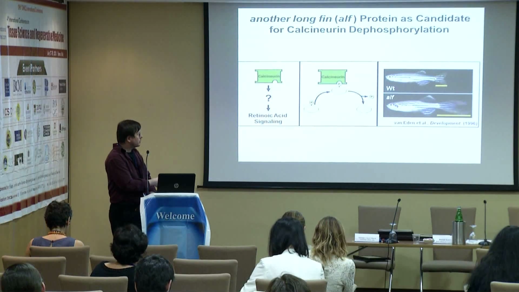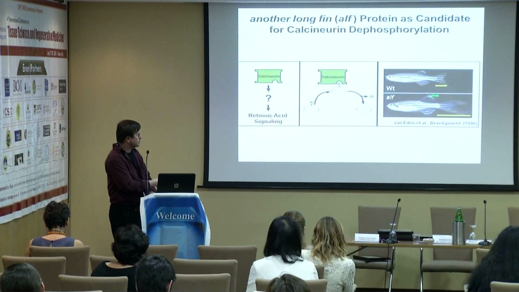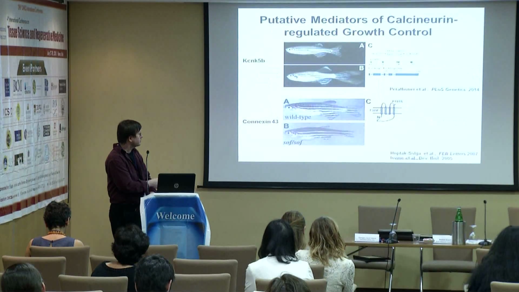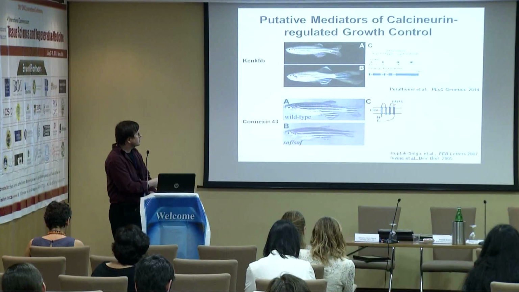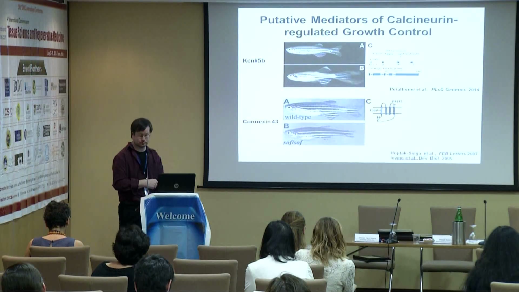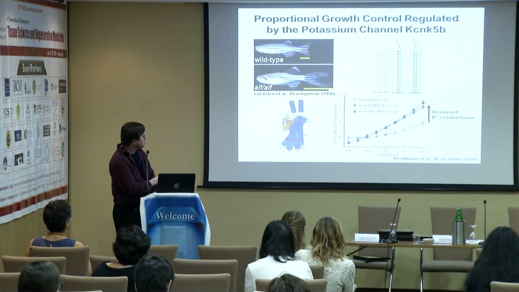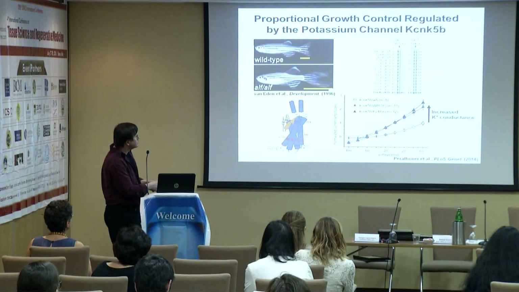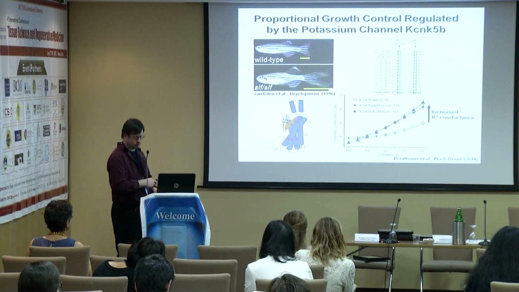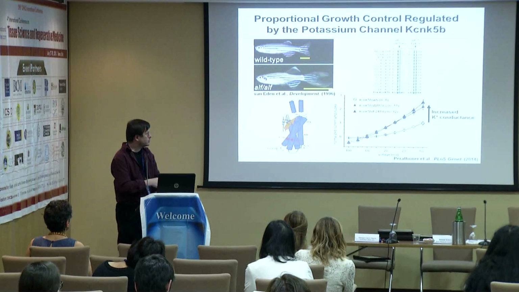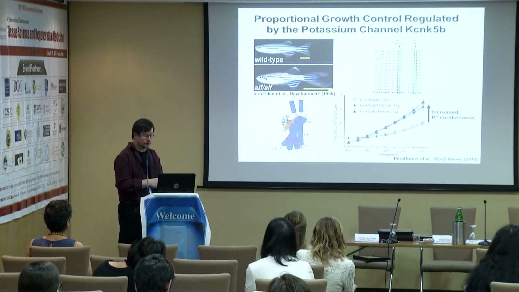So this is another long fin mutant, which you can see has extremely long fins disproportionate with the body. And when we look at another long fin, we see that it has been found out that it's a potassium channel that regulates this disproportional growth. And what one finds is that mutations in this potassium channel increase intercellular calcium conductance so that you get this increased growth rate. So then we looked at this potassium channel to see whether or not it was a target.